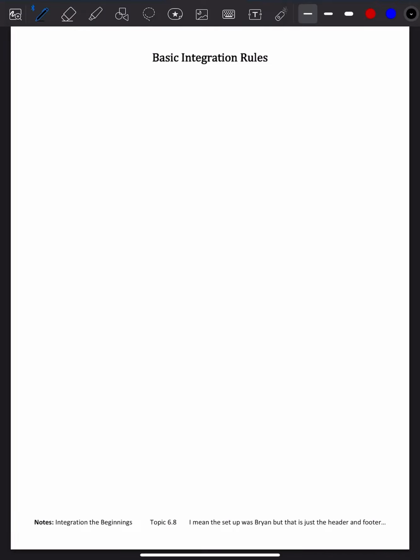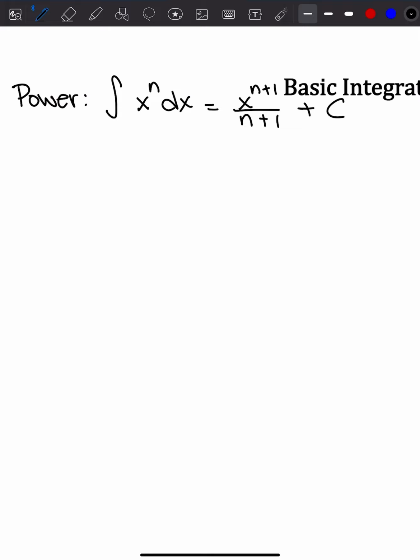So let's talk about the basic integration rules. Power rule is going to be a big one for us. The integral of x to the n dx is equal to x to the n plus 1 over n plus 1. And then this is an indefinite integral, so plus c.